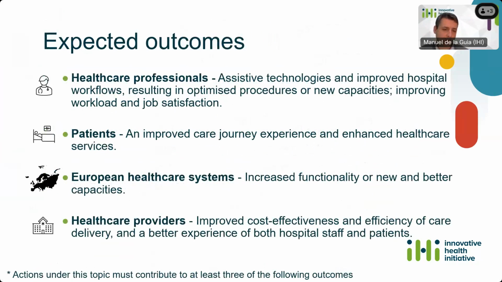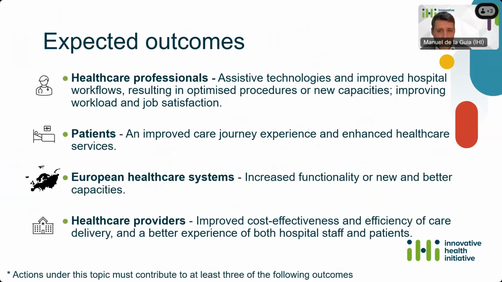So while this is the scope of the topic, also the topic defines several outcomes. In particular, for this topic, we listed 4 outcomes. Just take into account that what we expect is the actions to contribute to at least 3 of them. So as long as you are contributing to 3 of them is fine. You can indeed address the 4 of them if that's in the scope of your proposal.